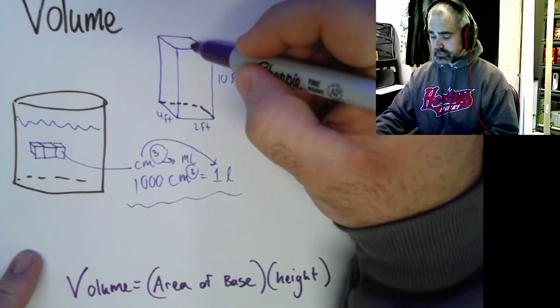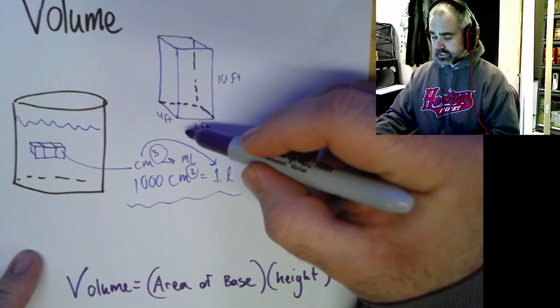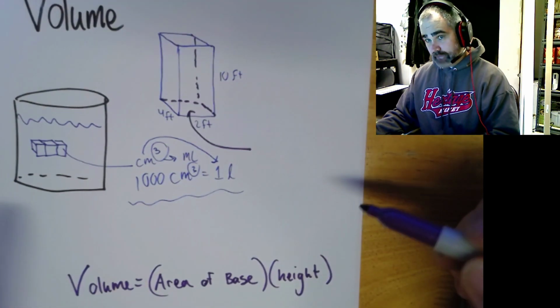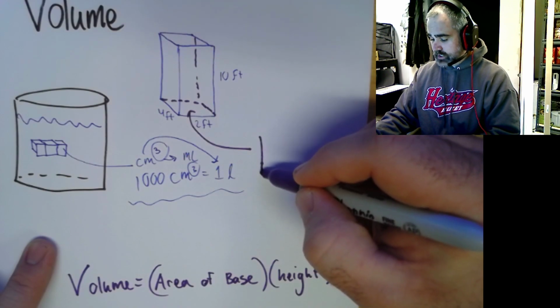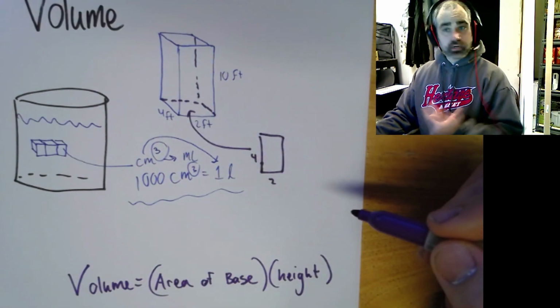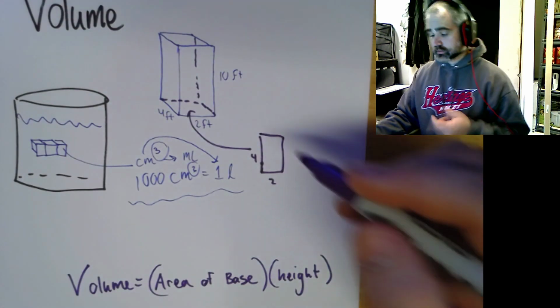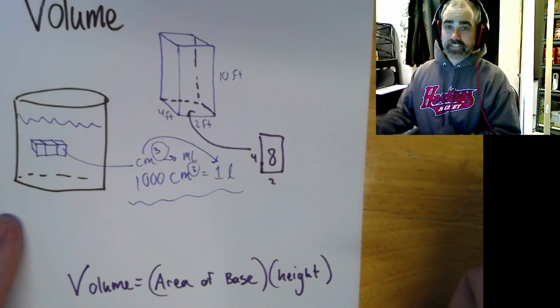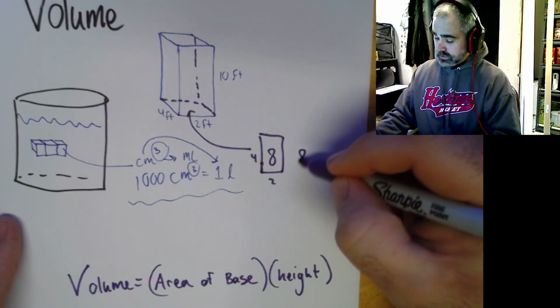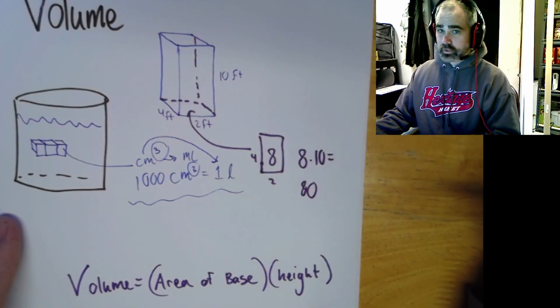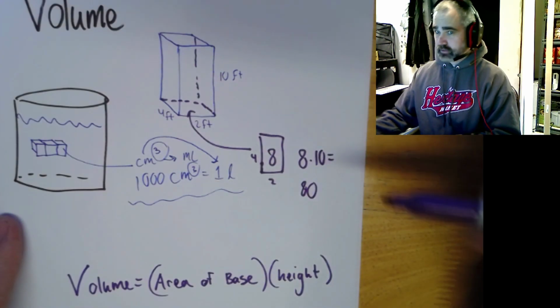And the base in this particular case is this rectangle down here. So the area of that base, that's just a rectangle with a length of 4 and 2. So the area of that would be 8 square feet, times the height. 8 times 10 is 80. So it's 80 cubic feet.